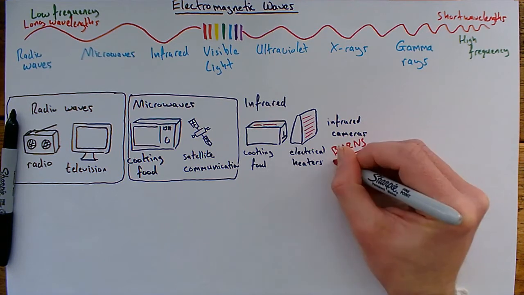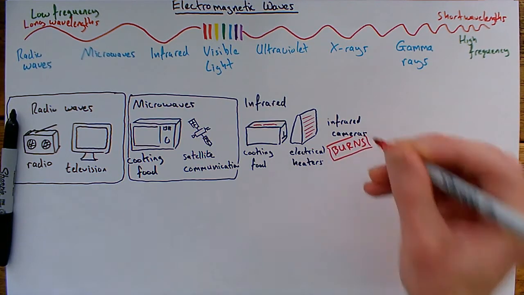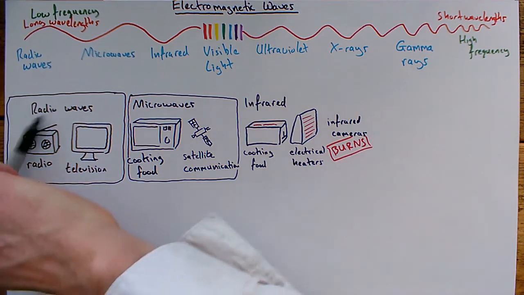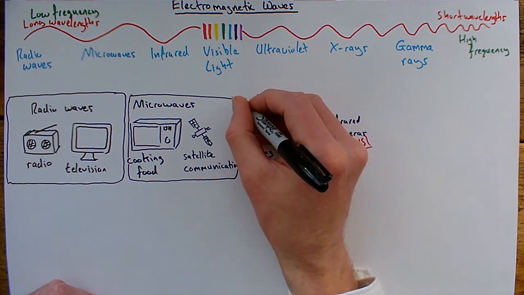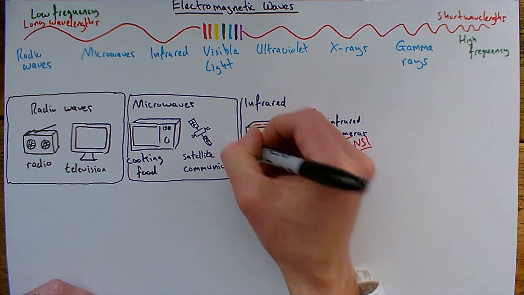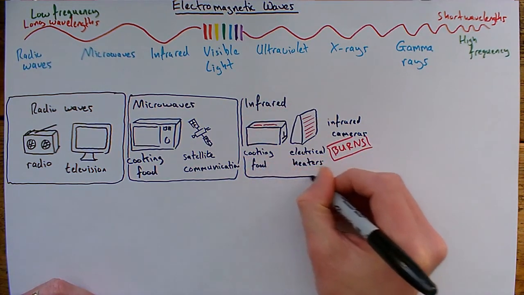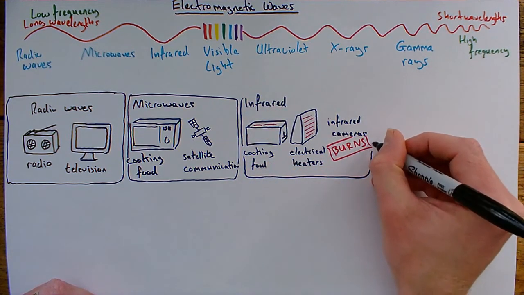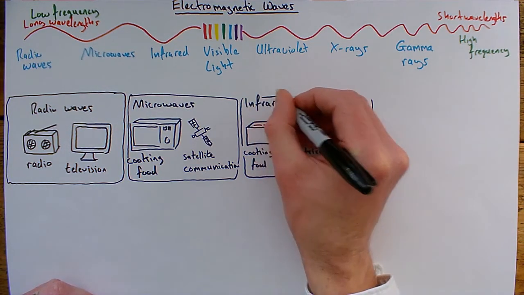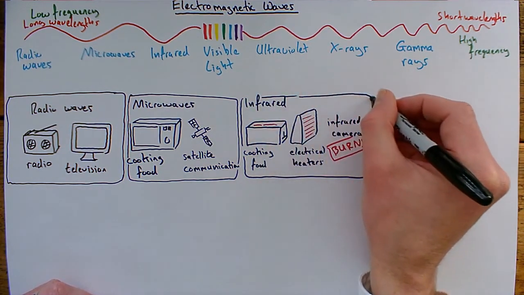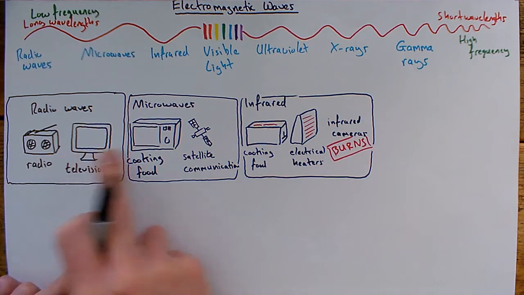There's our risk. Let's pop that in there. The warning box there. Can cause burns. So infrared, let's pop our box around that. We've got at least two uses then. As I say, for each of these, try to remember at least two. Okay. So radio waves, microwaves, infrared.